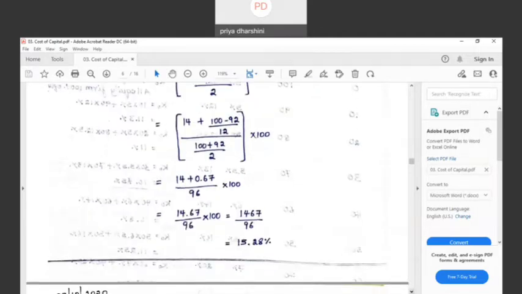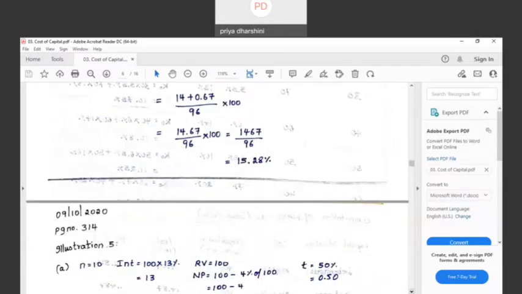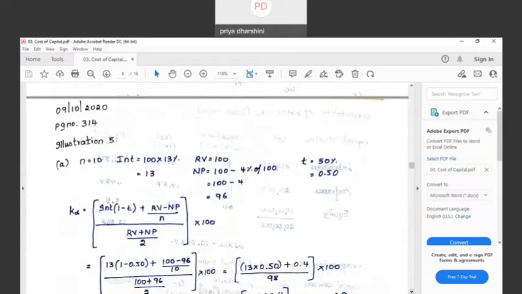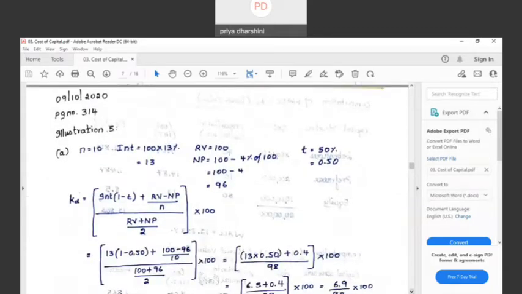Is this sum understood? Right. Come to the illustration again now. It should not be illustration 5. It should be some other number. I'll check and tell you, one minute.